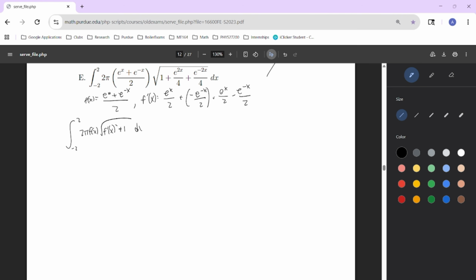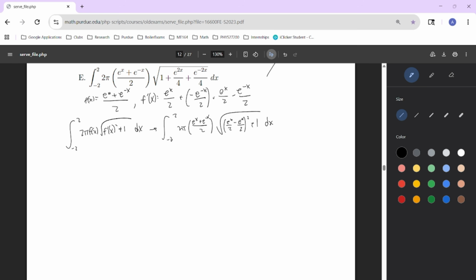with respect to dx. This would become the integral from negative 2 to 2 of 2 pi times (e to the x over 2 plus e to the negative x over 2) multiplied by the square root of ((e to the x over 2 minus e to the negative x over 2) over 2) squared, and then plus 1. But I'm going to split this up to make it minus e to the negative x over 2, putting the 1/2 on both of them. That allows for easier expansion.